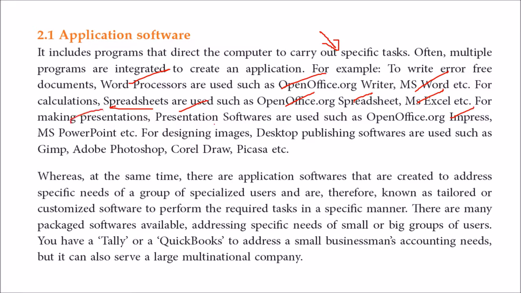For designing or DTP, you can have GIMP, Adobe Photoshop, CorelDRAW, Picasa, etc. At the same time, you may need some specialized software. That means some accounting software for users who are not individuals, but a big group of users, or a company handling company work. For that you need Tally, QuickBooks, etc.